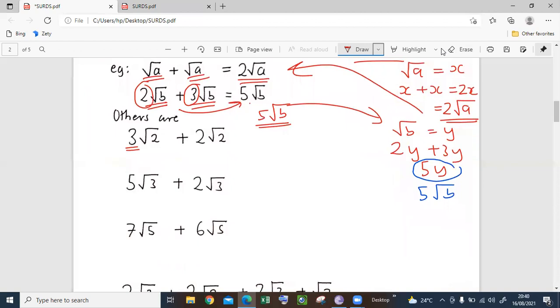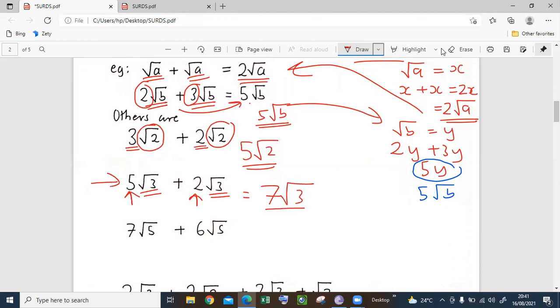So here we have other questions to add. Basically, if I add 3 root 2 and 2 root 2, I will get 5 root 2. Why? Because I am adding similar surds. Look at the next question here. I'm adding surds of 3. That means 5 plus 2 will give me 7 root 3. Here again, I have the surds of 5. So 7 plus 6 would take me to 13, and I get 13 root 5. This is adding of surds.